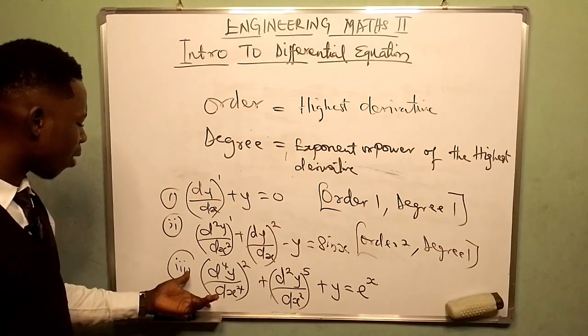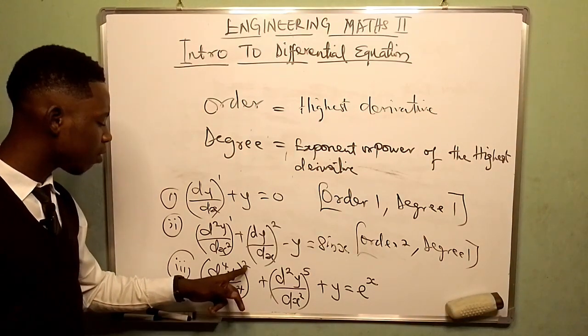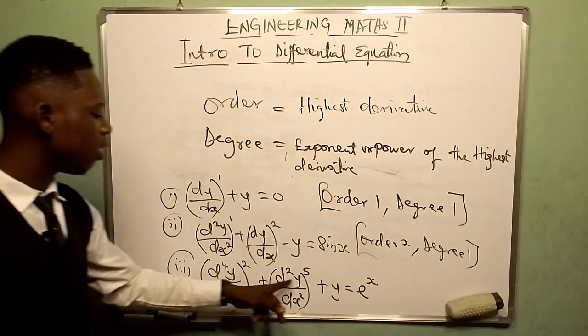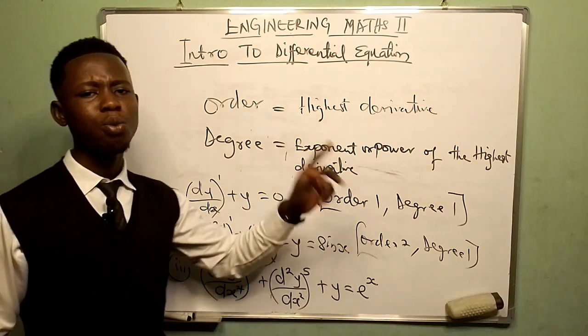Now this is how you do this. Now look at the third one. We have d4y over dx to the 4, all raised to the power of 2, plus d square y over dx square, all raised to the power of 5, plus y equal to exponential x.